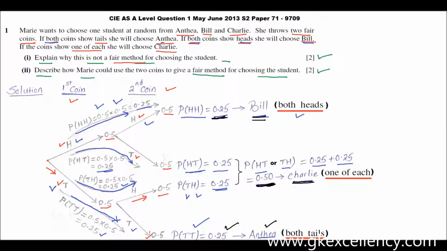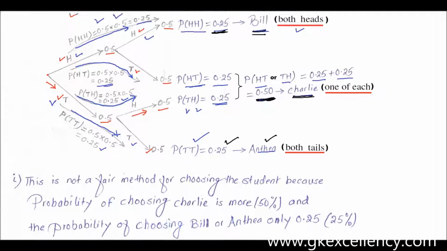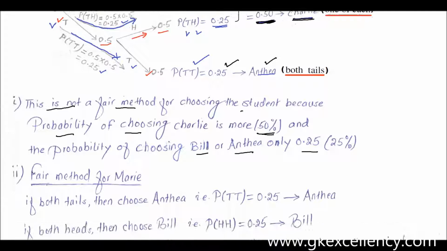For writing the script, I have already written it for you this way. Part number 1: this is not a fair method for choosing the student, because the probability of choosing Charlie is 50%, and the probability of choosing Bill or Anthea is only 25% or 0.25, and hence this is not a fair method. Now the second question: what would be my fair method?